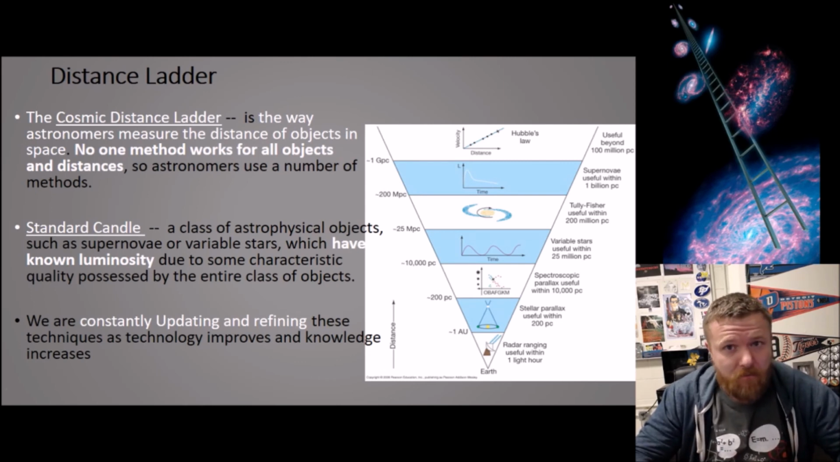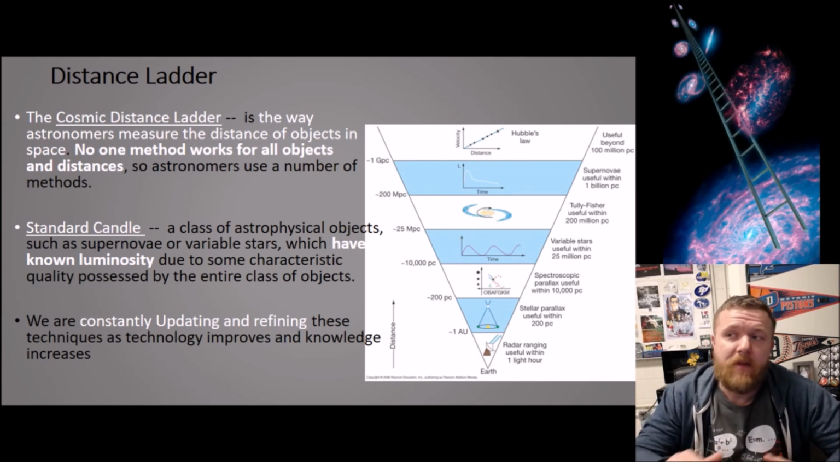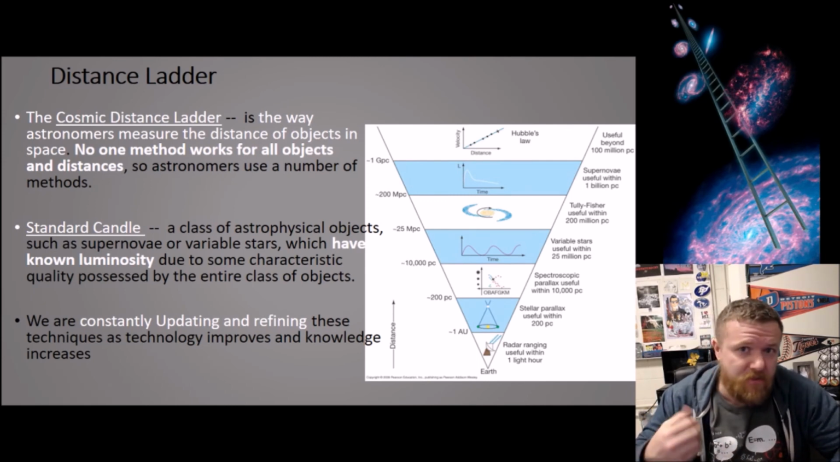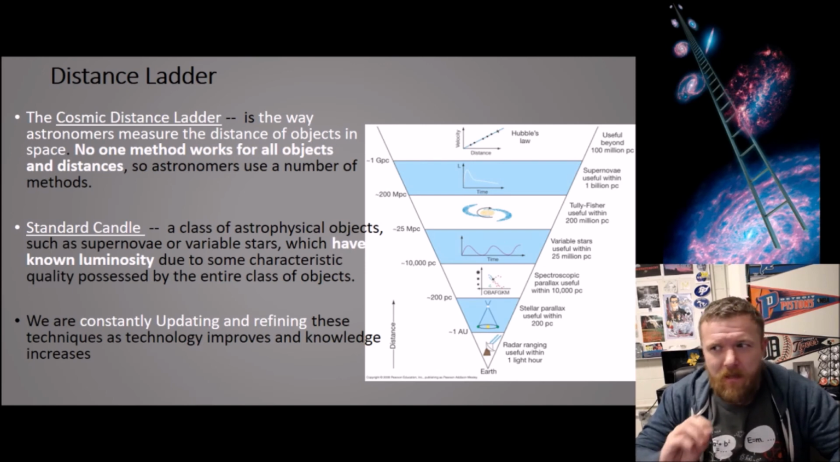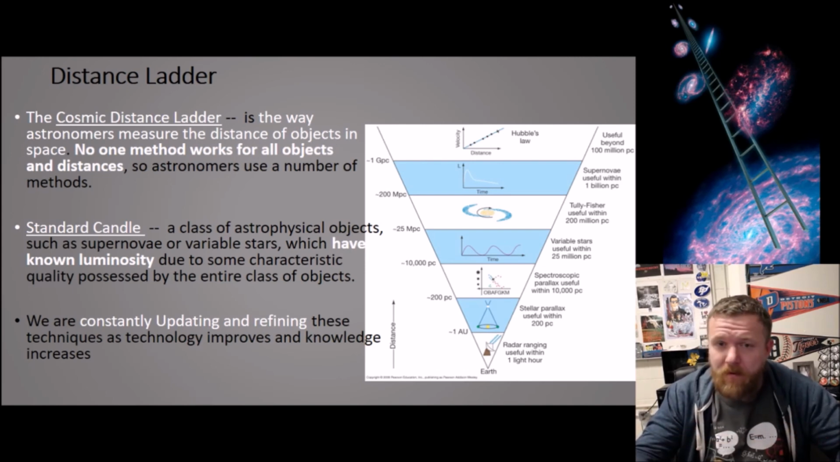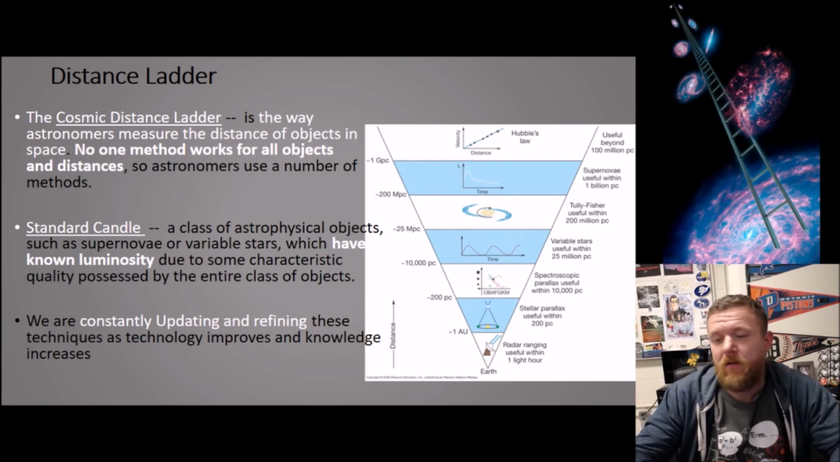The key to all of this are standard candles. Standard means it's the same all the time. Candle just means that it is giving off light. So a standard candle is an object that gives off the same amount of light no matter where we see it in the universe. Each and every one of them is the same brightness as every other version of that object.